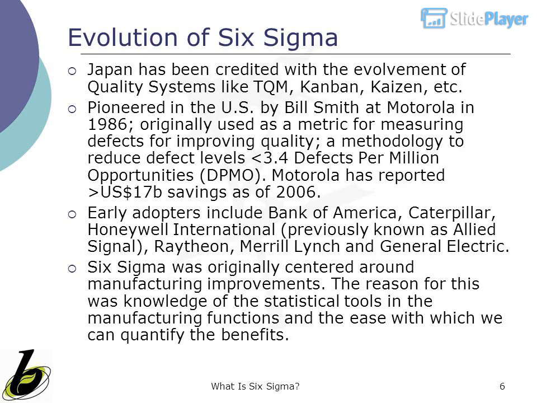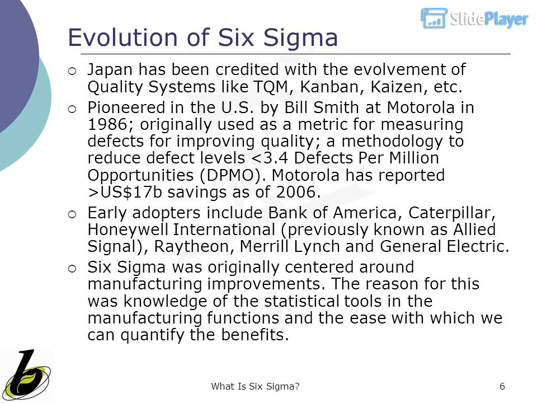Japan has been credited with the evolvement of quality systems like TQM, Kanban, Kaizen, etc. Pioneered in the US by Bill Smith at Motorola in 1986, originally used as a metric for measuring defects or improving quality, a methodology to reduce defect levels to less than 3.4 defects per million opportunities, DPMO. Motorola has reported more than $17 billion savings as of 2006.